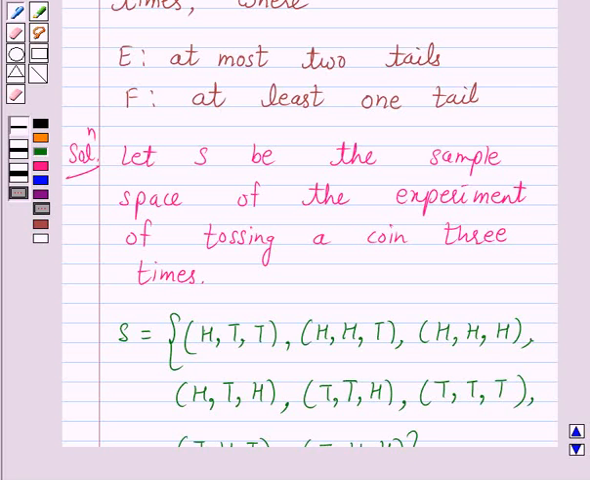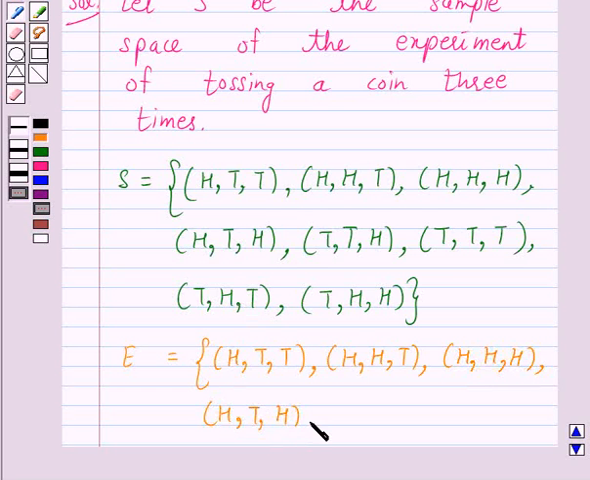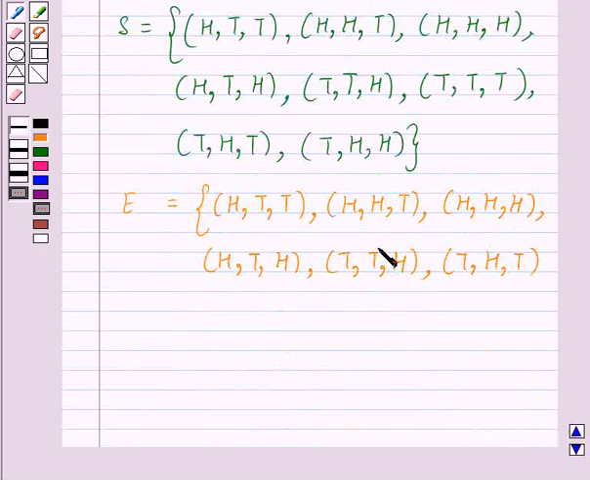Now, according to the question, when a coin is tossed 3 times, E is the event, there is at most 2 tails, and F is the event, there is at least 1 tail. So, elements of E are H T T, H H T, H H H, H T H, T T H, T H T and T H H.